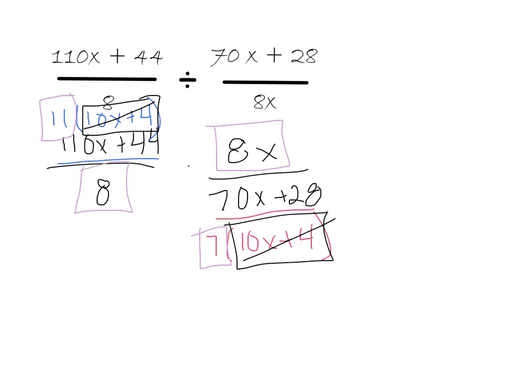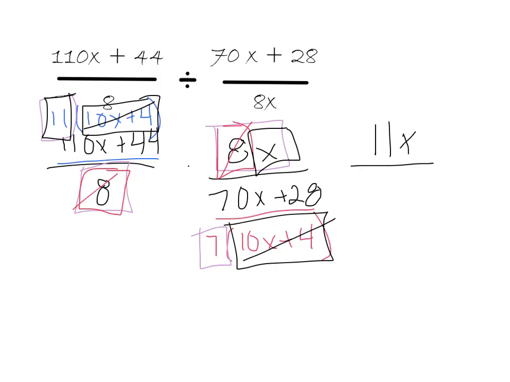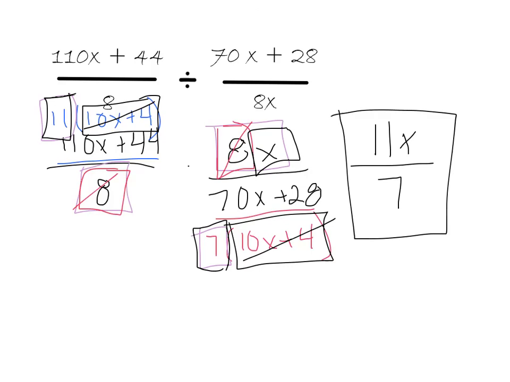Okay, now I want to take a look and see what else I can cancel. I notice there's an 8 here and an 8 here. They're separated with multiplication only, so I'm going to get rid of those. So, this leaves me with this 11 here and this x here. And it also leaves me with a 7 on bottom. So all of this mess reduces down to a simple 11x divided by 7.